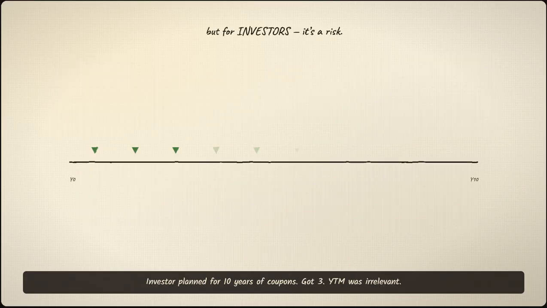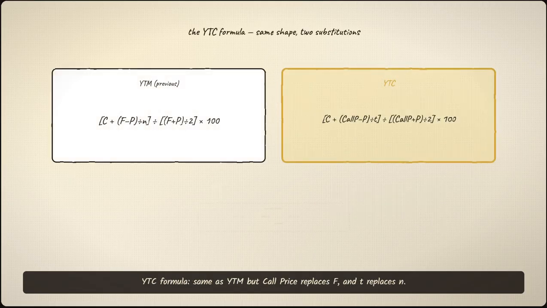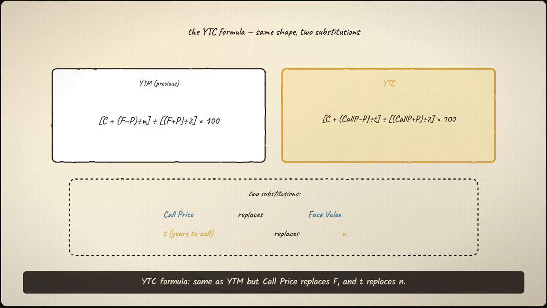For investors, this creates a risk. You might not get to hold the bond as long as you planned. The yield to maturity calculation assumes you hold to maturity. But if the bond gets called early, your actual return could be different. Yield to call is calculated exactly like yield to maturity, but with two substitutions. Call price replaces face value, and years to call replaces years to maturity.